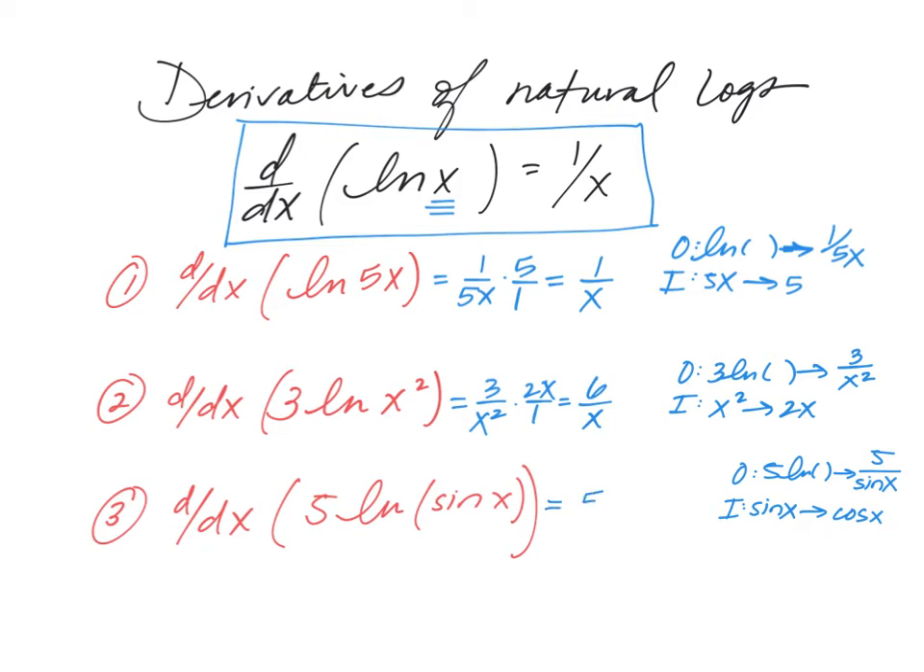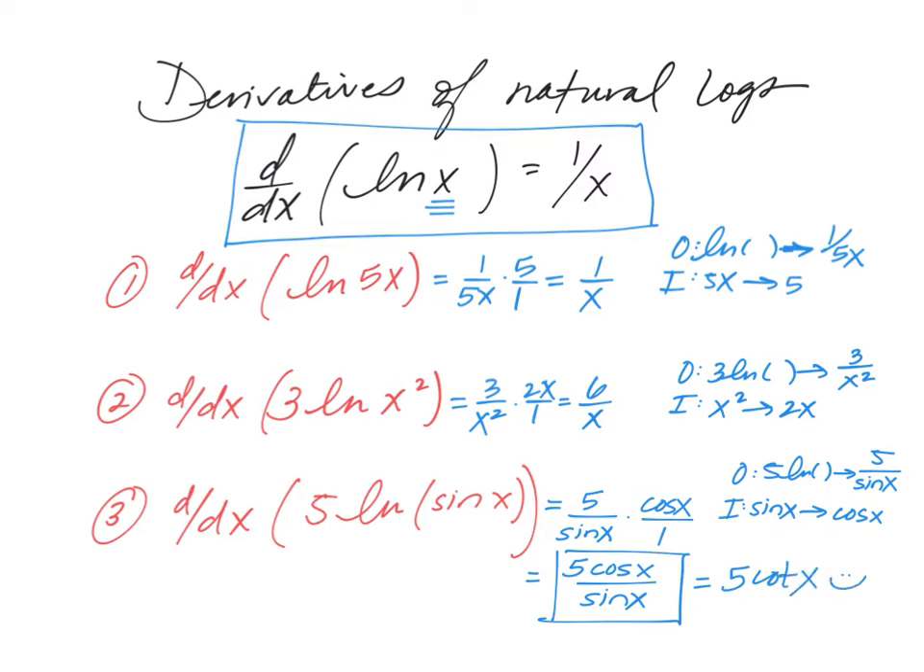So my final answer would be 5 divided by the sine of x times the cosine of x over 1, which would simplify to 5 cosine of x over the sine of x. Now, I would be 100% okay with you leaving it in this form, but if you want some bonus points, you could write that as 5 times the cotangent of x. Woohoo!